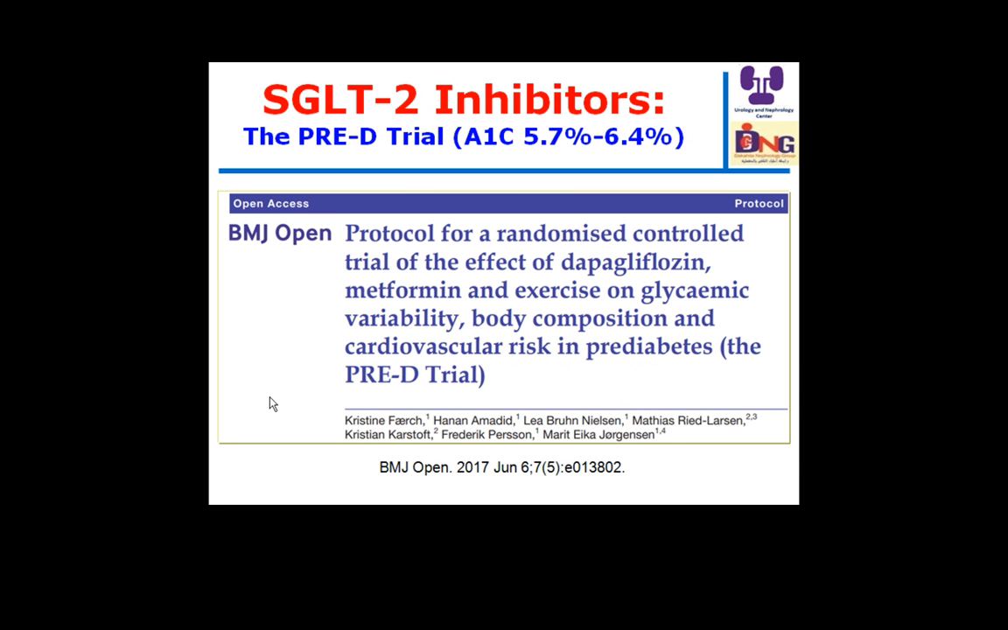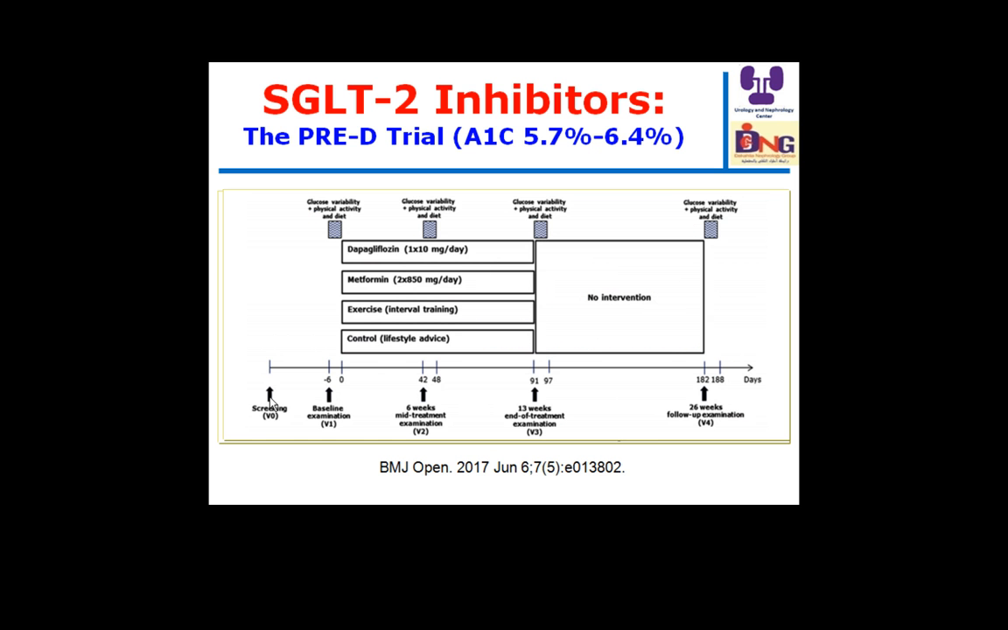This is a protocol for the use of sodium glucose cotransporter 2 inhibitors, dapagliflozin, for the management of pre-diabetes. Pre-diabetes in this trial means A1C is between 5.7% to 6.4%. And this study addressed the issue of the use of either sodium glucose cotransporter 2 inhibitors, metformin, exercise, or lifestyle on the body composition and the cardiovascular risk in patients with pre-diabetes, and this is the protocol, and we are waiting for the results of the use of sodium glucose cotransporter 2 inhibitors in pre-diabetes.